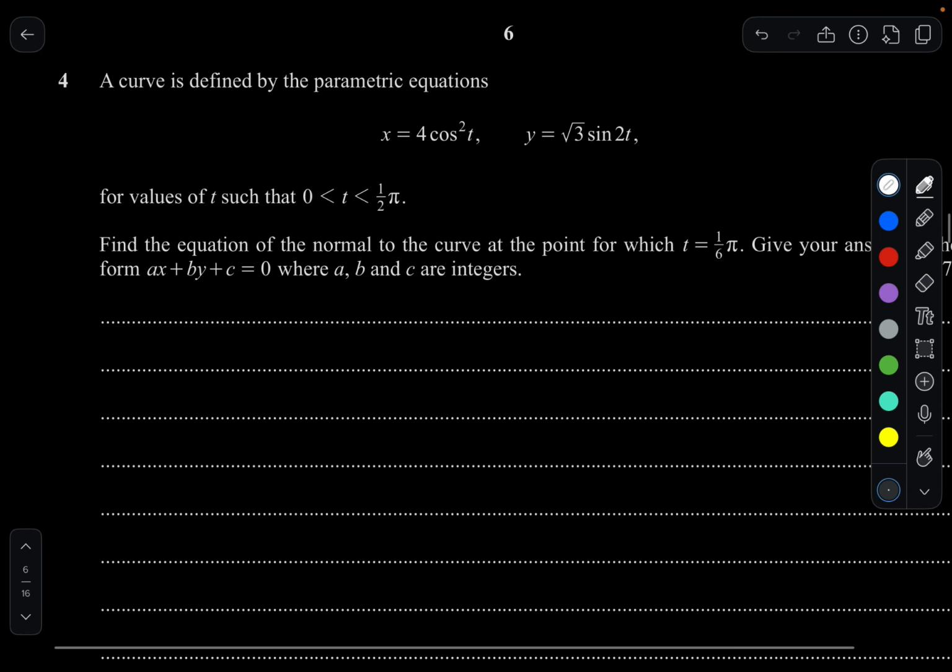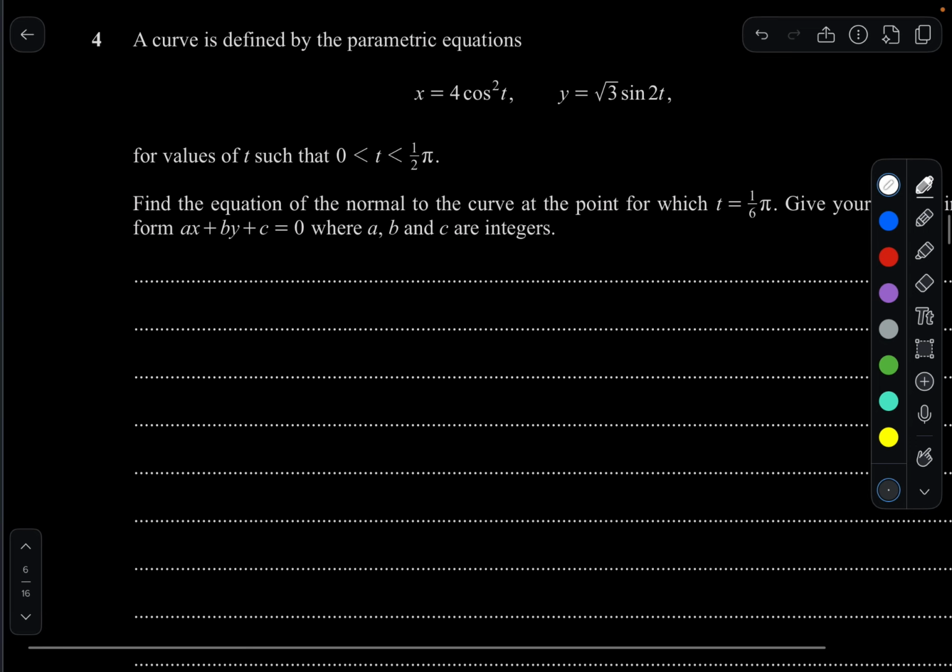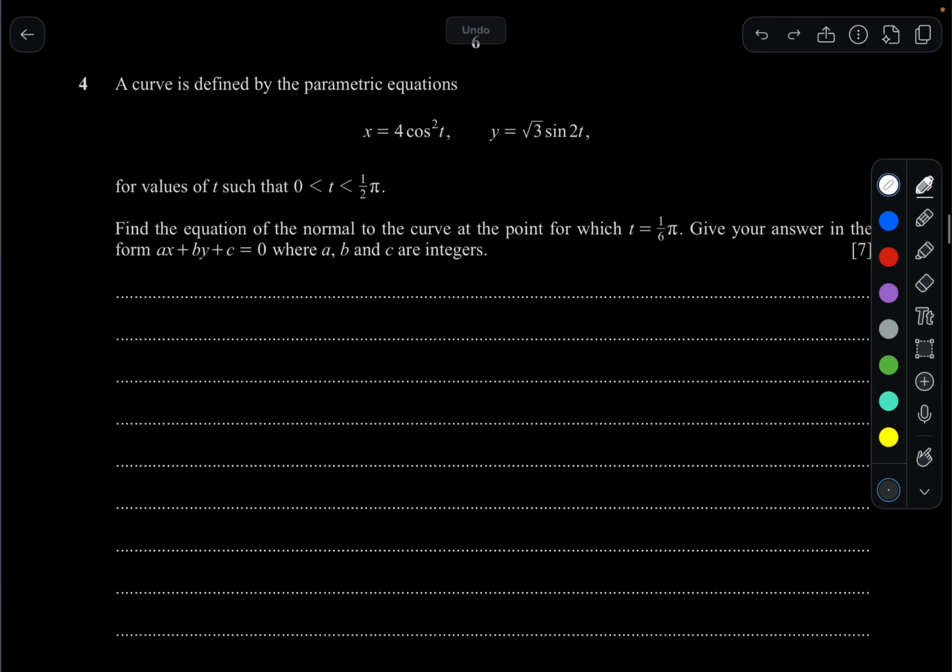Okay, now this one is quite easy. It's an easy 7 marks. They say you now have a parametric equation in terms of t, and you just need to find the equation of the normal. So remember, if you find m1 by the derivative, m2 will be 1 over m1, which is negative. So that's what we're going to look at, m2, not m1. That's one thing to remember.